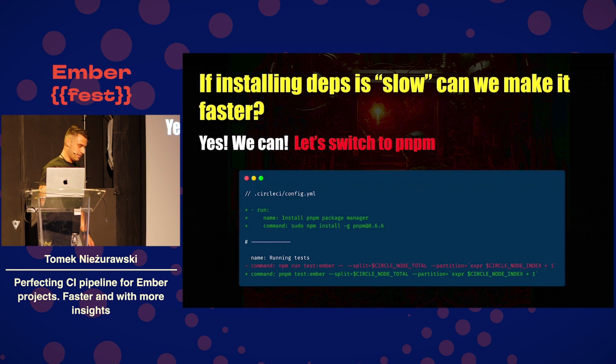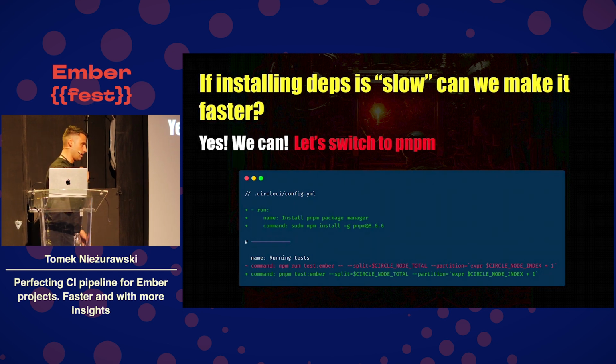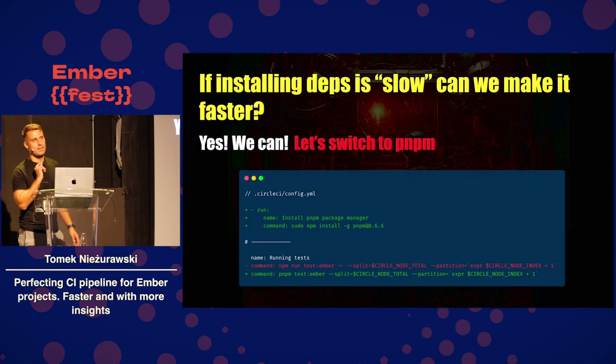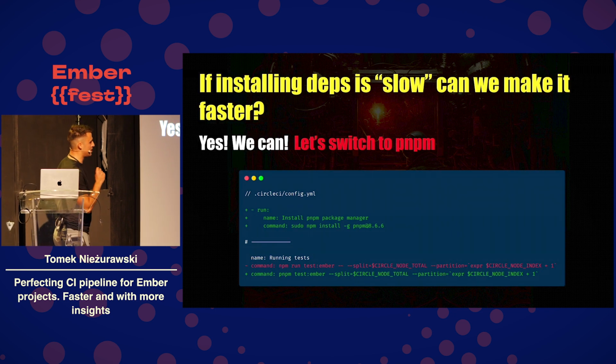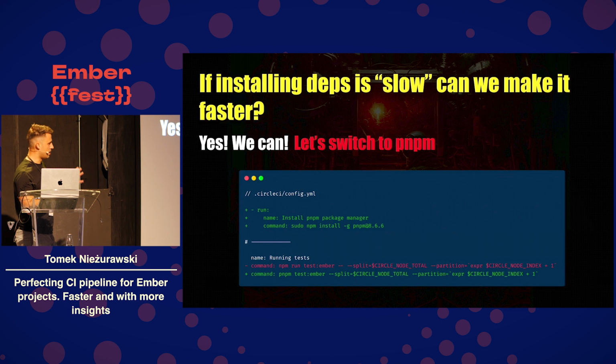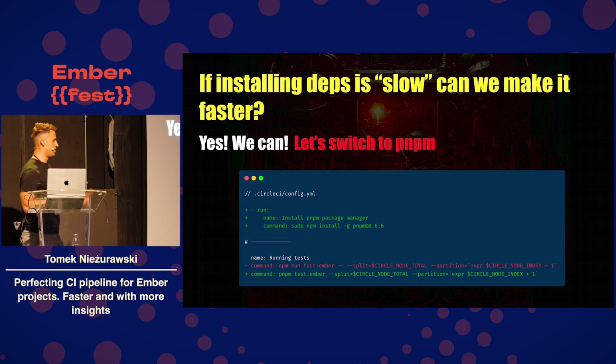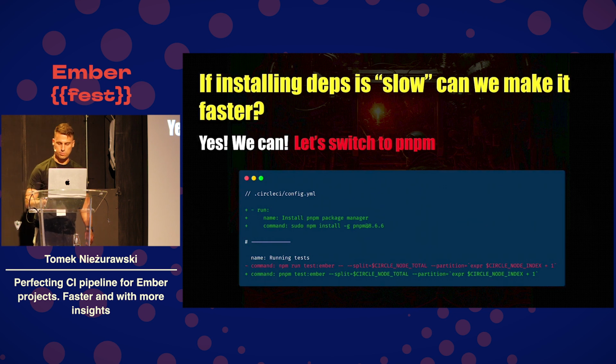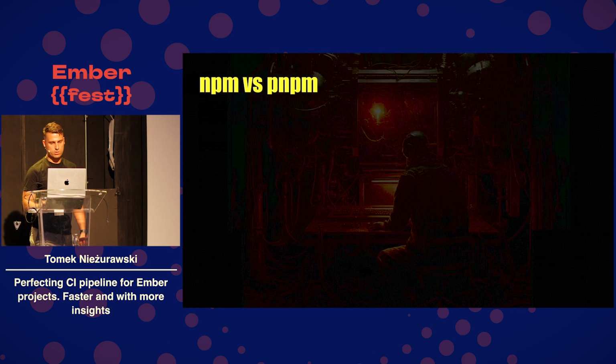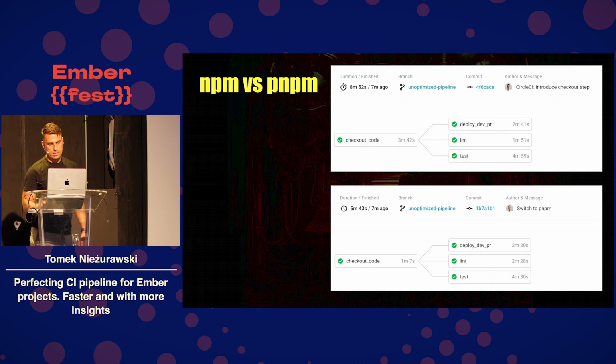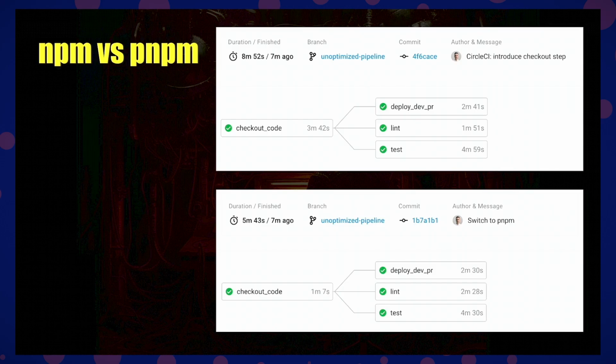For your projects, what you can find when switching is that you will find out that probably you didn't specify all the dependencies in package.json. They were working because of the resolution in NPM. But in PNPM, you have to be very strict about what you use. But other than that, it wasn't difficult to switch. And we have another success. Now our checkout code doesn't take 3 minutes 42 seconds, but 1 minute 7 seconds.